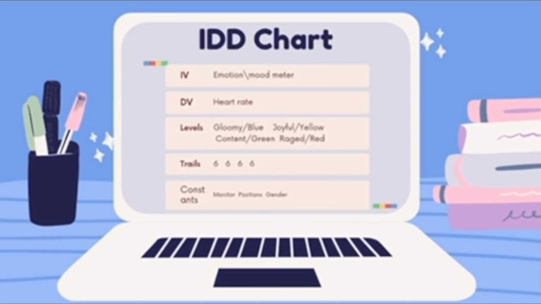So our IDD chart: our independent variable is the emotion, basically the mood meter. Our dependent variable is the heart rate, and our levels are the different emotions. It could be gloomy, content, joyful, or rage. We will try this 6 different times, and our constants will be the monitor, positions, and gender.